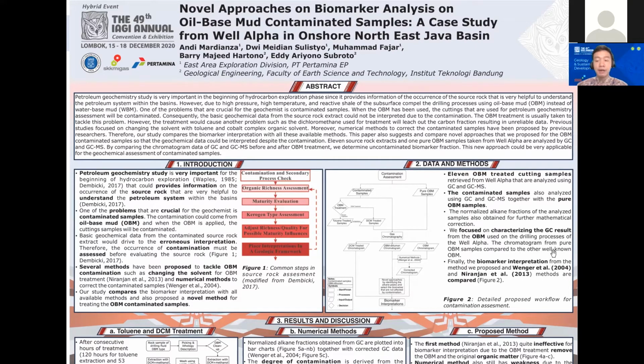The chromatogram from pure OBM samples is compared to other well-known OBM references. Finally, the biomarker interpretations from the method we propose, the Wenger et al. method, the numerical method, and the Niranjan et al. method, changing the organic solvents, will be compared.